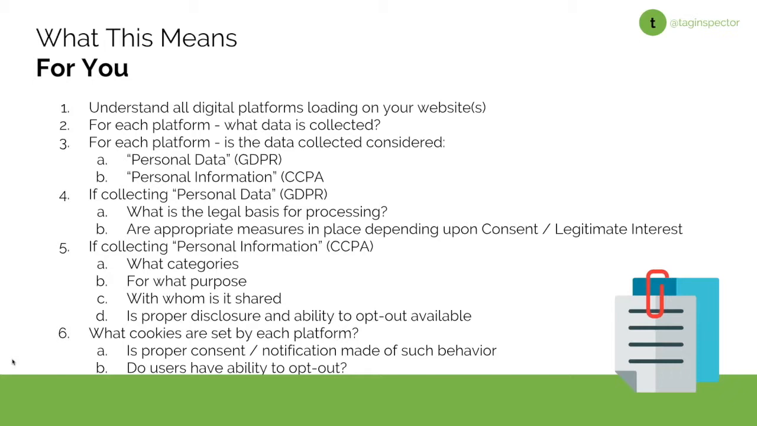If you are collecting what would be defined as personal information under the California law, what are those categories? Again, going back to, we went through the different relevant categories. So what are the categories of personal information being collected? For what purpose is the personal information being collected across each of the different platforms? With whom is it shared? What other platforms is that information being shared with? How are you using it downstream? And then are proper disclosures out there for a user, and do my consumers have the ability to opt out? Is that mechanism compliant?